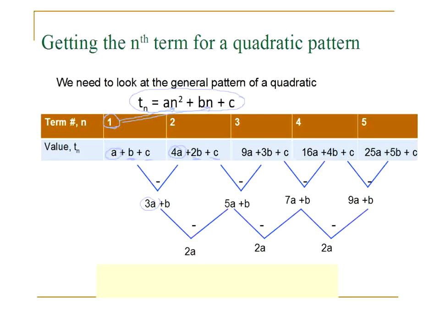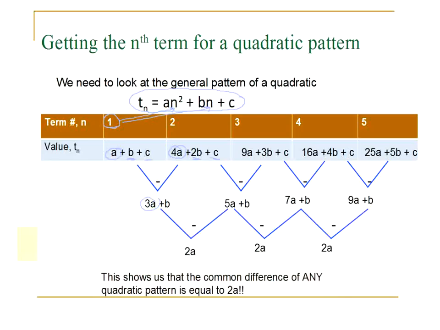And so what we just found was that the common difference for any quadratic pattern is equal to 2A. You'll see me write this a lot. Common difference equals 2A. I need to find A, B, and C to define the equation for my pattern. Well, as soon as I find the common difference, I just divide it by 2, and there's the A value.